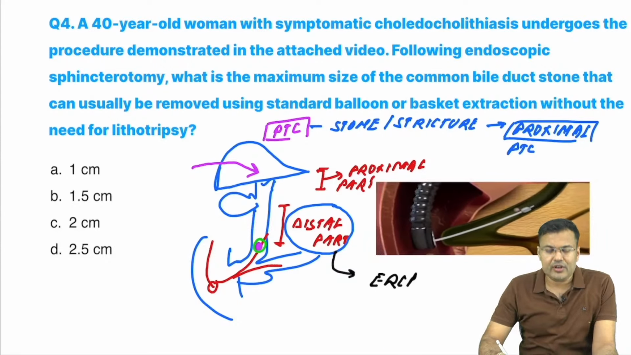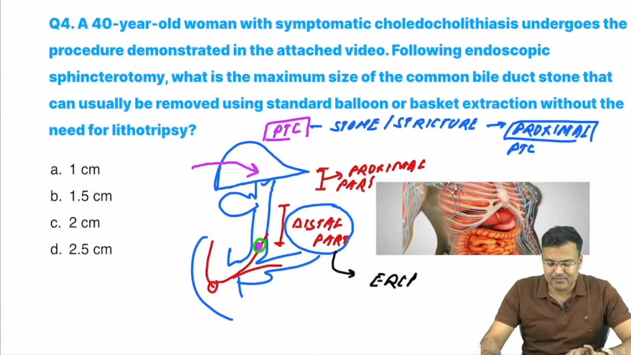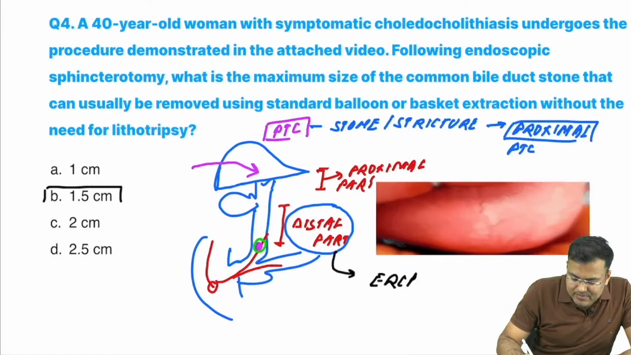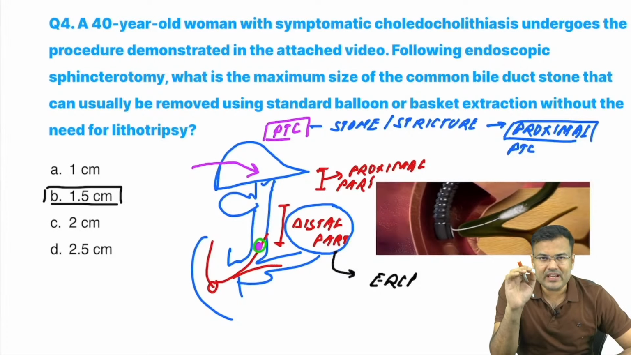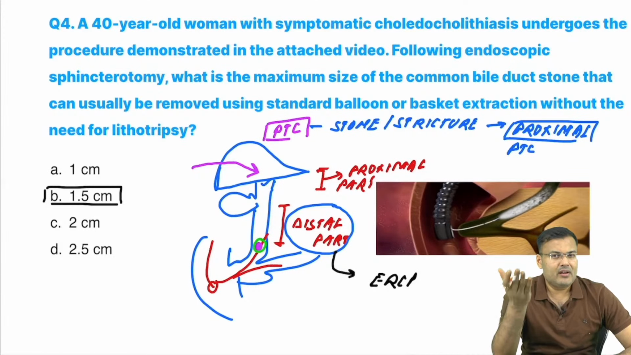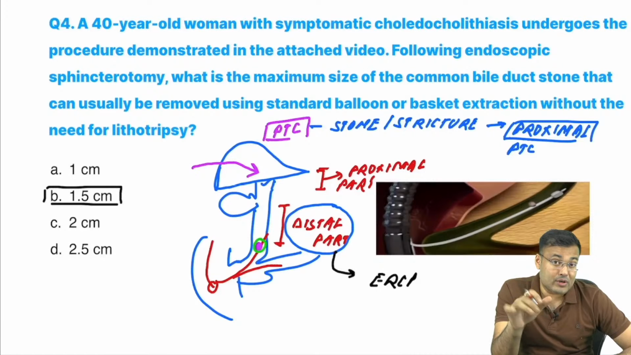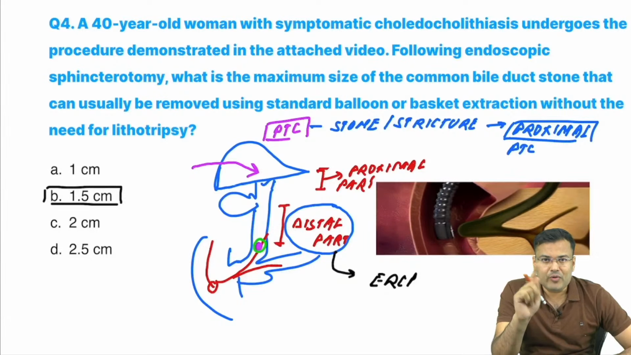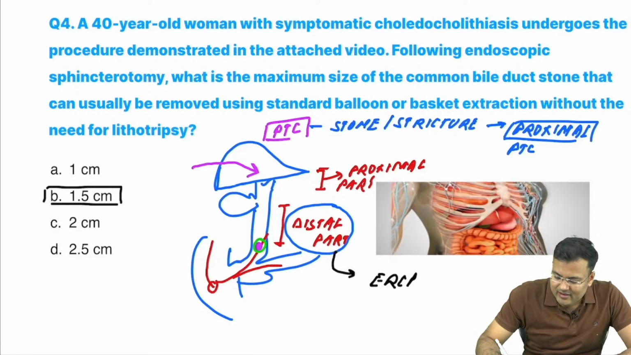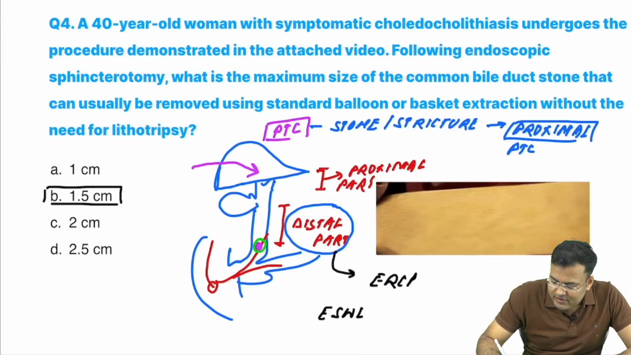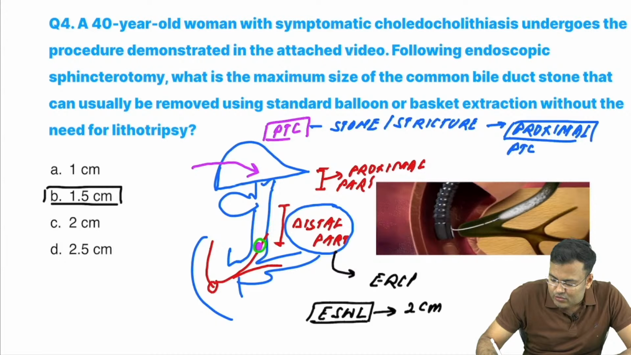Now one question, you know, what is the largest stone which can be removed by ERCP? Remember, by ERCP, we are going to remove 1.5 centimeter. There is another question, ESWL. What is ERCP? Endoscopic retrograde cholangiopancreatography. So maximum size of stone removed is 1.5 centimeter. Whenever patient is having kidney stone, we are going to remove it by ESWL, extracorporeal shock wave lithotripsy, and with the help of ESWL, we are going to remove the stone size 2 centimeter.